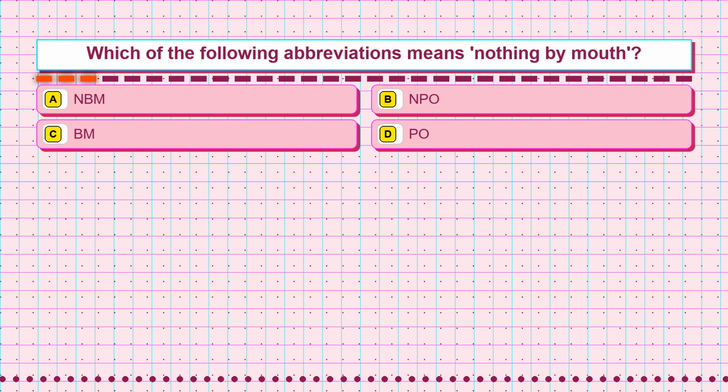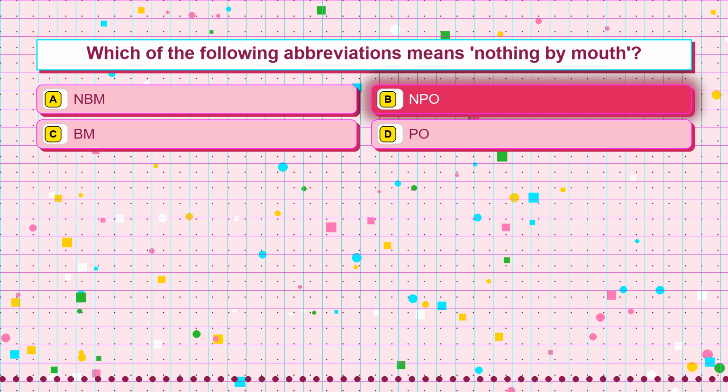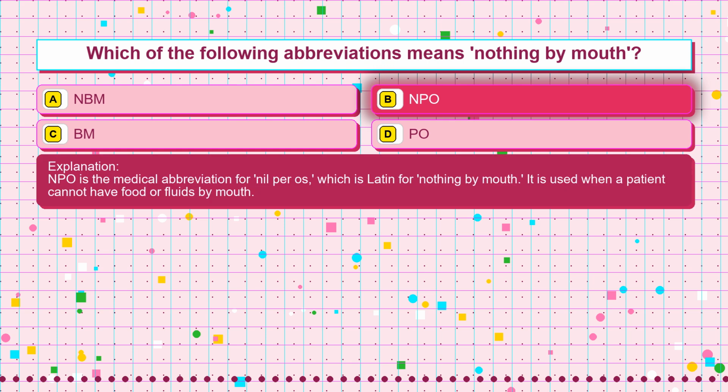Question 1. Which of the following abbreviations means nothing by mouth? Option A, NBM. Option B, NPO. Option C, BM. Option D, PA. The correct answer is option B, NPO. NPO is the medical abbreviation for nil per os, which is Latin for nothing by mouth. It is used when a patient cannot have food or fluids by mouth.